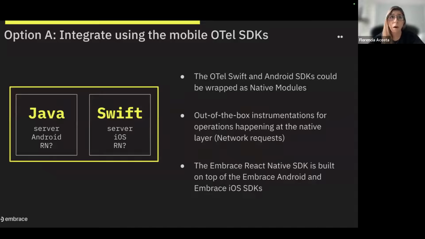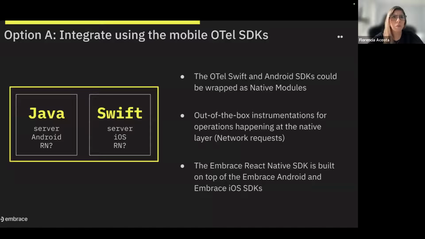If you decide to integrate OpenTelemetry by using the existing SDKs in the native layer, what I previously called option A, let me tell you that you're taking a really good approach, because those implementations can be wrapped in native modules, which allows the application to benefit from the auto instrumentations happening there, such as the network requests.